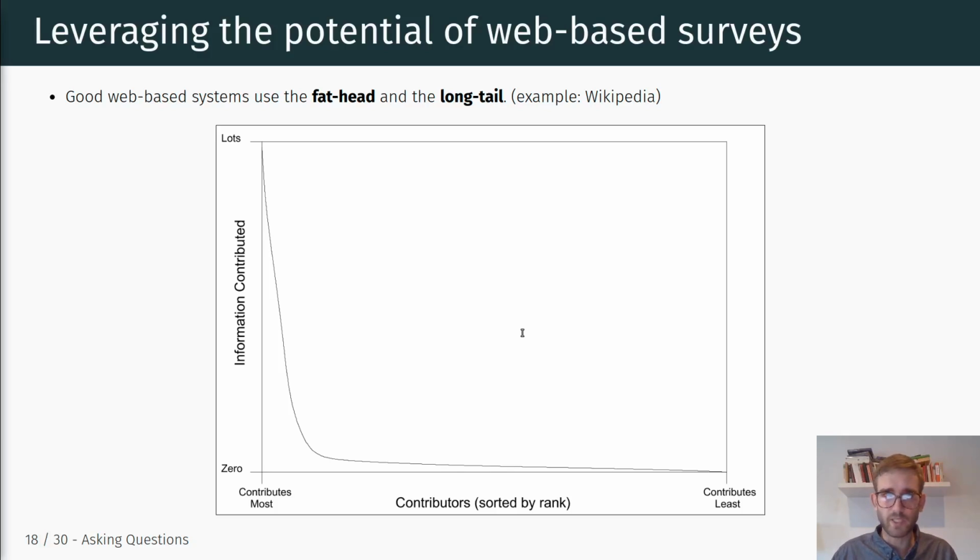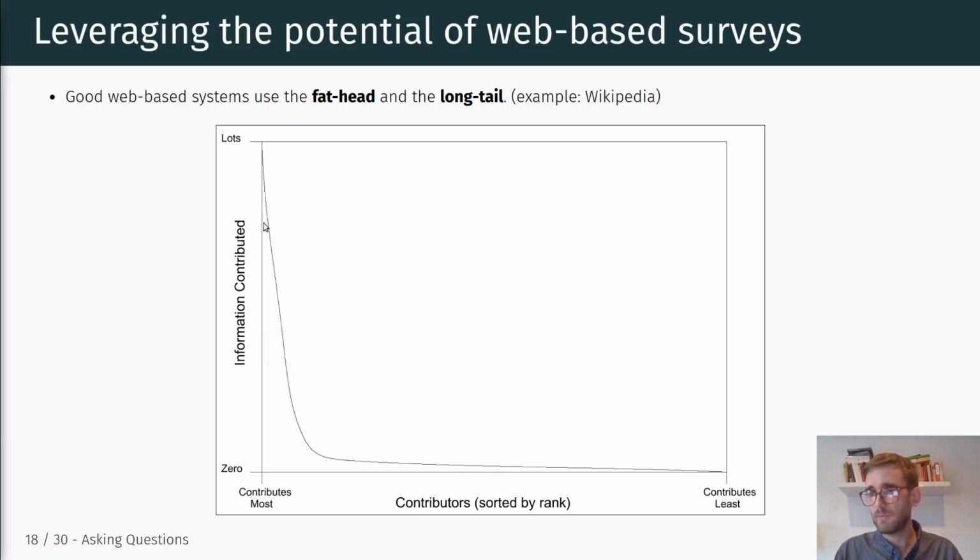For example, if we think about Wikipedia, they use what is sometimes called the fat head and the long tail of users. And what we mean by that is, if we look at the contributors on that website, there are lots and lots of contributors, but it turns out that only a few contributors actually contribute a lot, right? They're very, very active. And so good web-based systems like Wikipedia make use of both parts of that distribution.